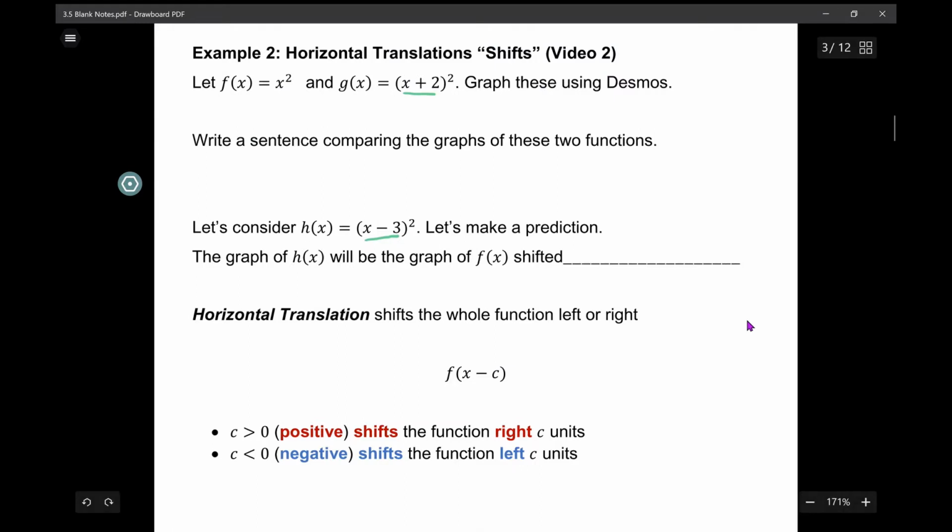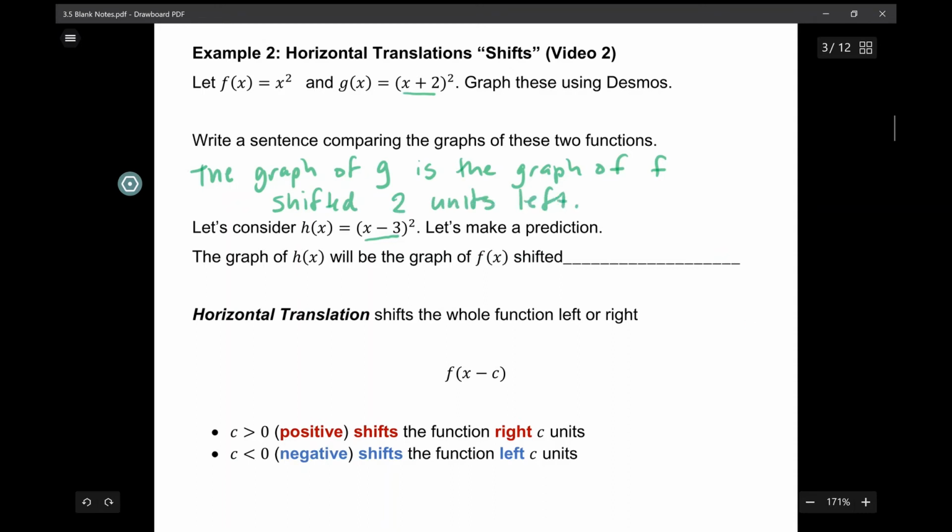All right, so we graphed these using Desmos. Let's write a sentence comparing the graphs of these two functions. The graph of g is the graph of f shifted 2 units left. And the graph of h is the graph of f shifted 3 units to the right.